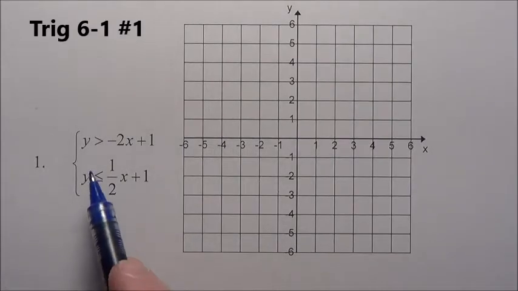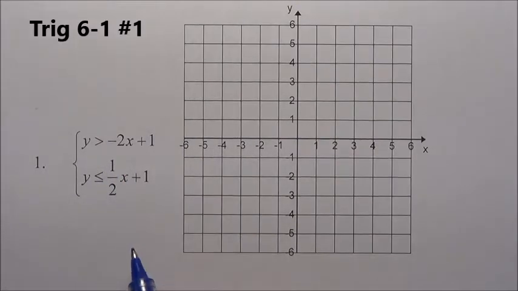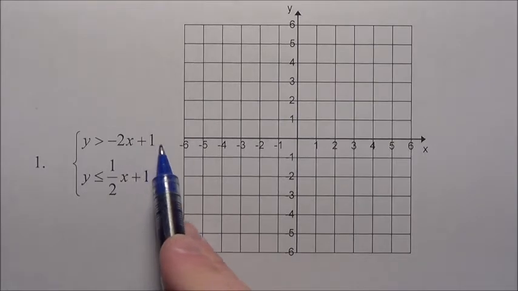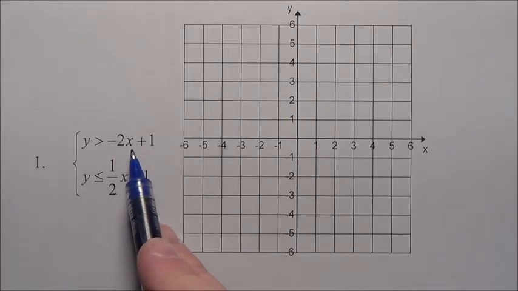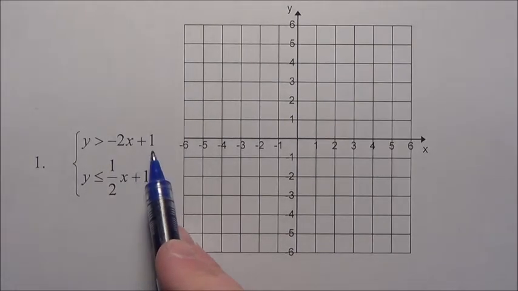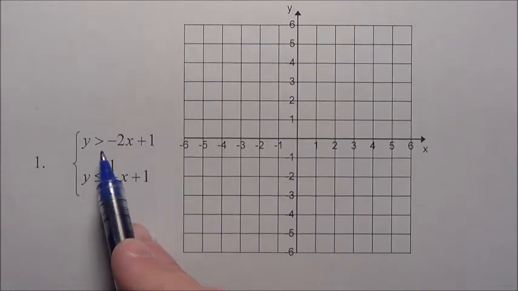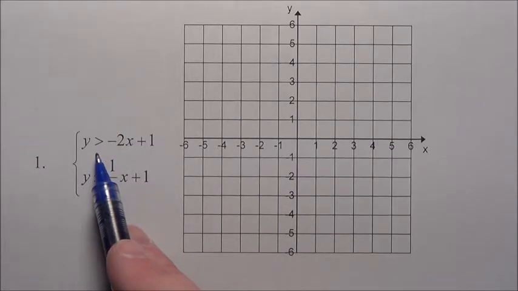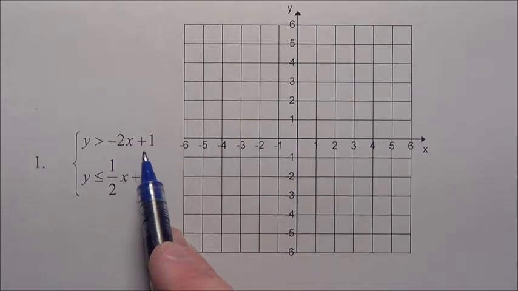All right, problem one, we want to graph this system of inequalities here. So the first thing we need to do is figure out where the line y equals negative 2x plus 1 is located. Now notice it's greater than. That means we're going to shade the upper part of that line. Also, it doesn't say or equal, so we have to use a dashed line.